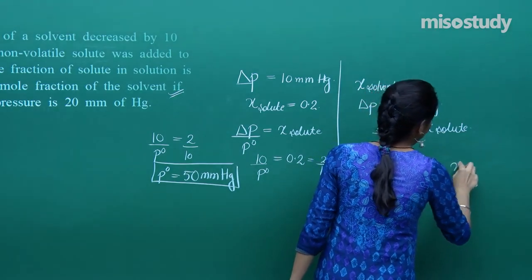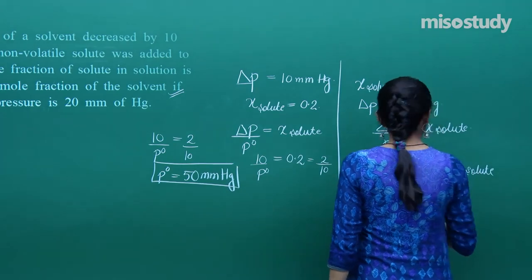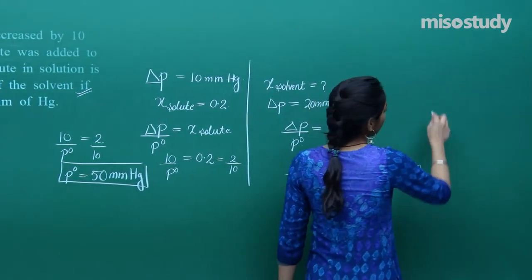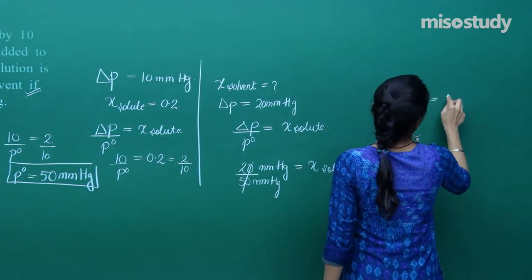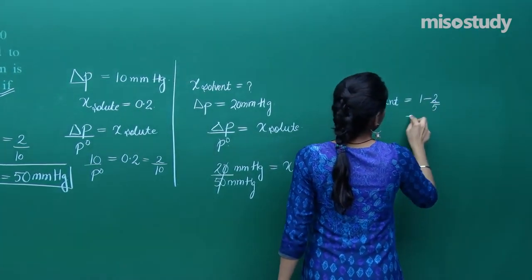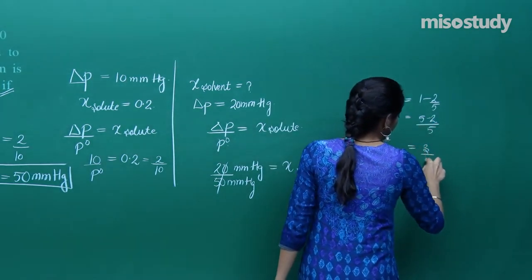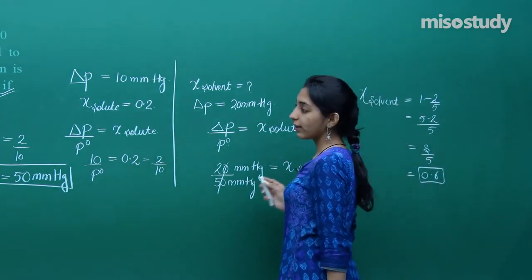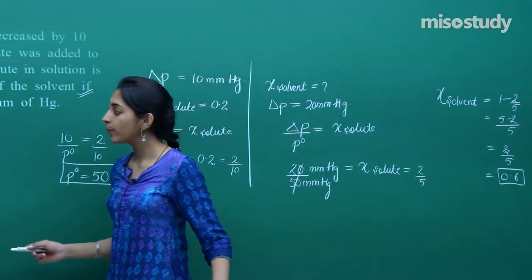So the mole fraction of solute comes out to be 2 by 5. So I can simply say the mole fraction of solvent will be 1 minus 2 by 5, which is 5 minus 2 by 5, which is 3 by 5, 0.6. Not a tough question, but yes, a good question.